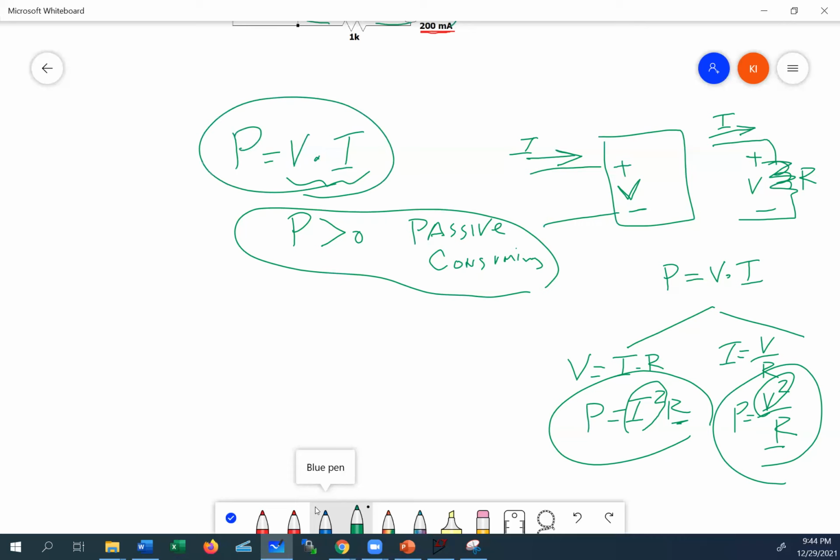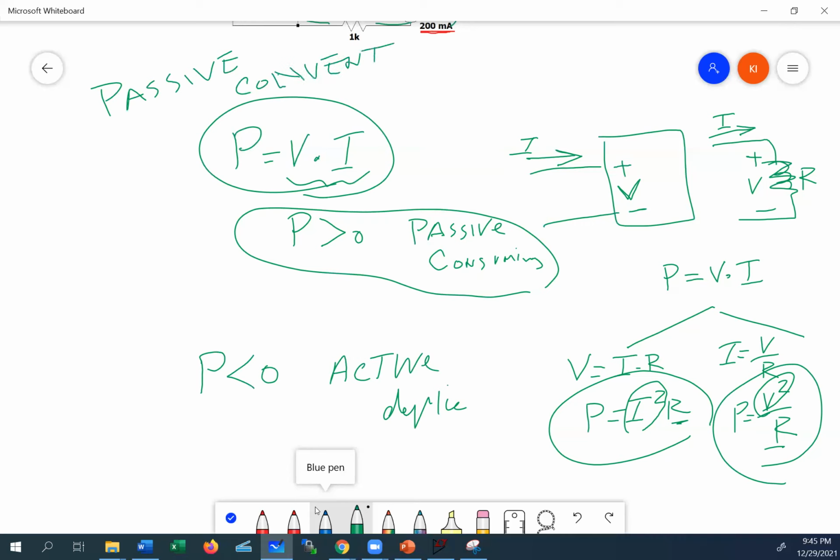Now, if you were to do this and you find that the power is less than 0, then you have an active device. So if your power is negative, you have an active device. And this is only true under passive convention. Passive convention is the way we analyze circuits. That's universal in electrical engineering. So passive convention is what is used, and these are the rules. If the power is larger than 0, it is passive. And when it is less than 0, it is active.